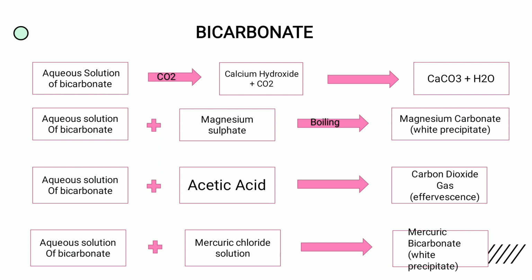So what is meant by the aqueous solution of bicarbonate? In that we can take a minimum quantity of bicarbonate and add in a water. So it is an aqueous solution of bicarbonate. There is no exact quantity of any reagent. We take a approximate quantity and then we interact with the substance. So we take a aqueous solution of bicarbonate and react with the magnesium sulfate. On boiling, there is a white precipitate of magnesium carbonate is obtained.